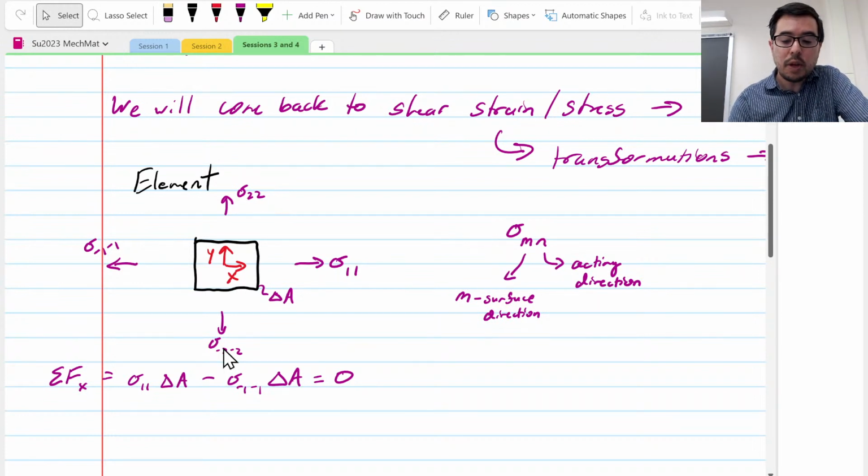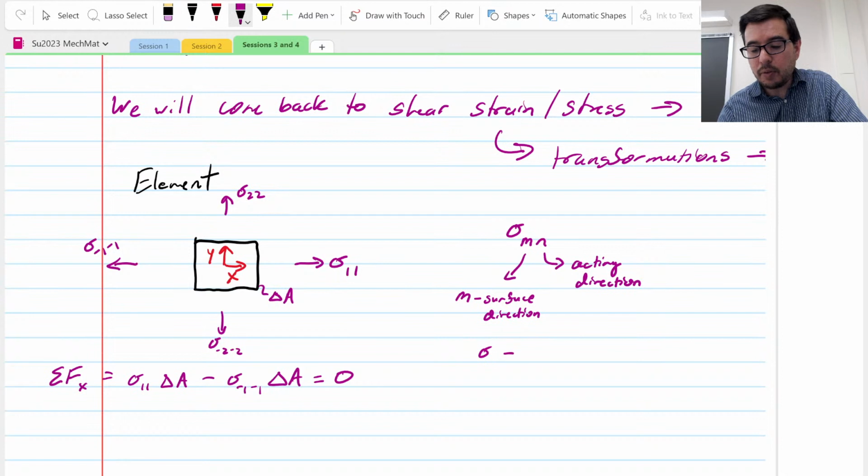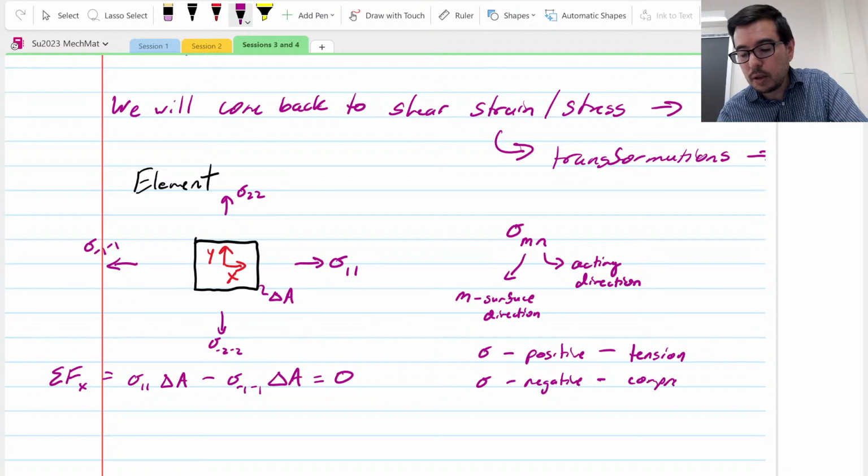On these, when they are positive, that means that we have tension in that direction. When they're negative, or the arrows face inward, that's compression. So if sigma is positive, that's tension. If sigma is negative, that's compression. And you're like, duh, I could have figured that out, but it's important to point it out.